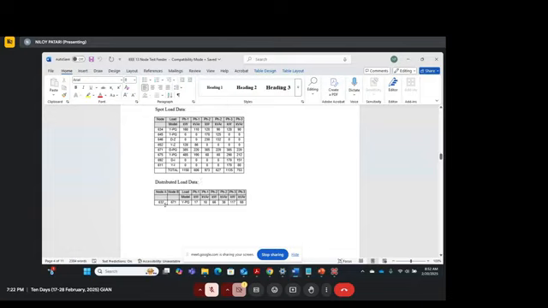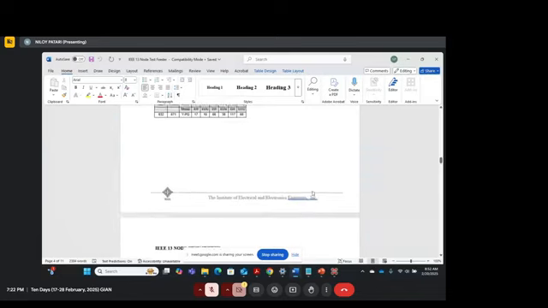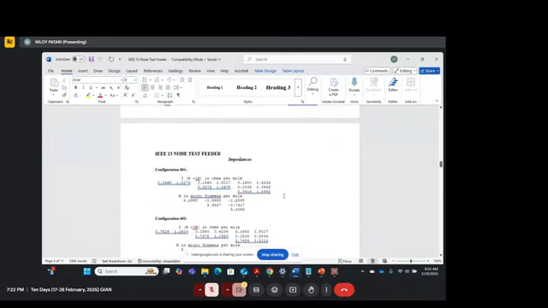There is a distributed load as well, which connects two nodes, right? So basically, you have all this data. And then they also give you impedance data. The impedance data I was talking about, the R and X, resistance and reactance, in ohms per mile, right?